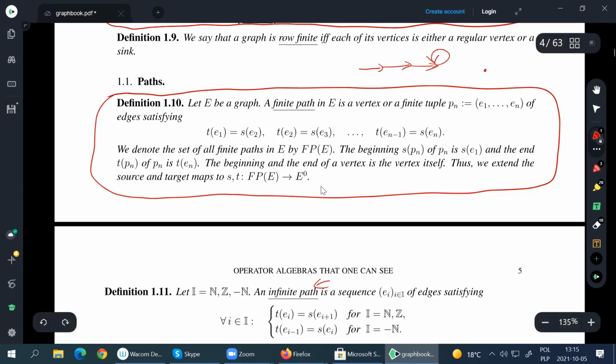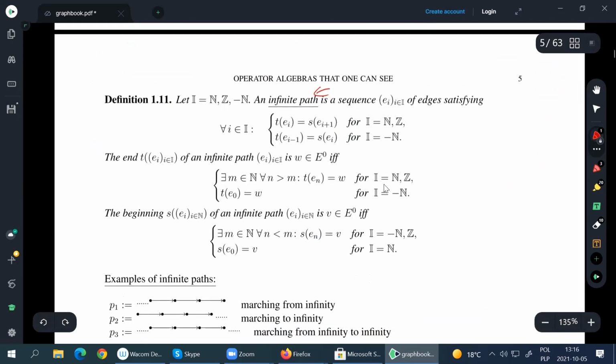Okay, and we extend the source and target maps in the obvious way. So the source of a finite path is the source of its first edge, and the target or the range of a finite path is the range of its last edge. Okay. Good.